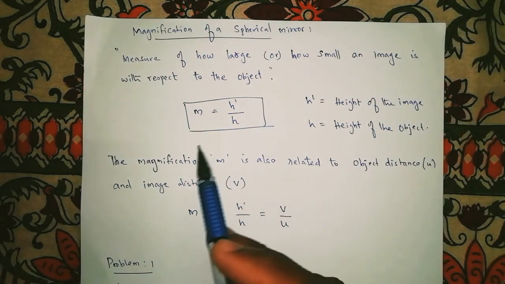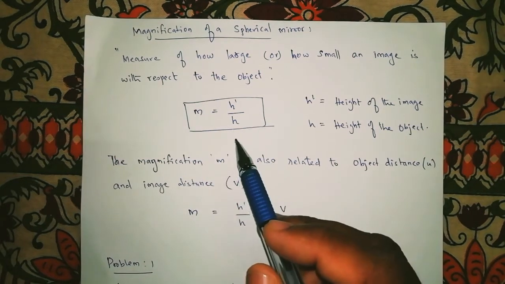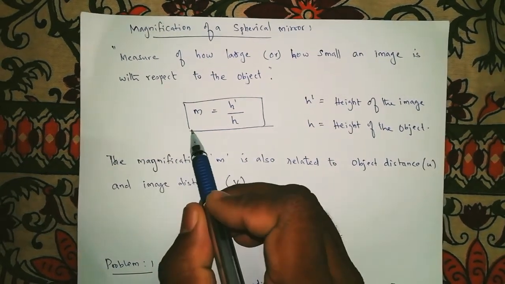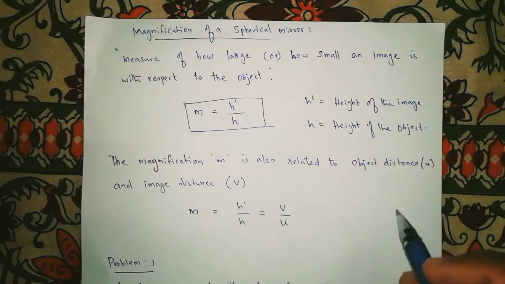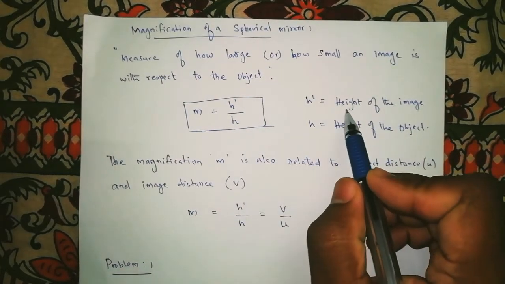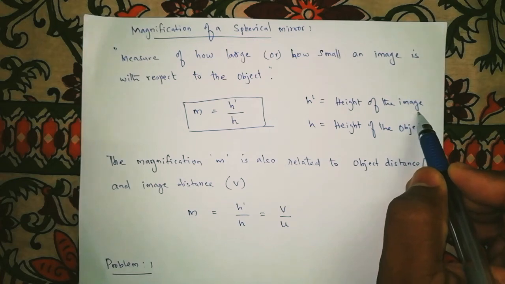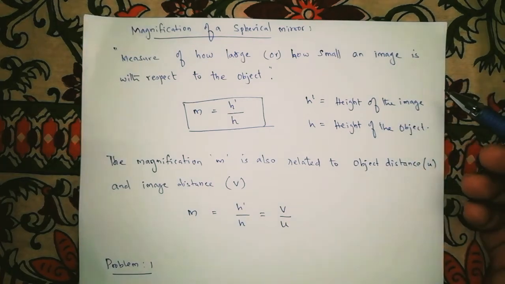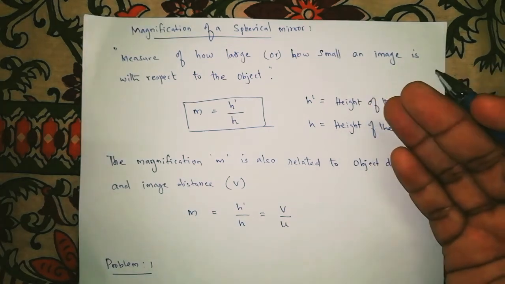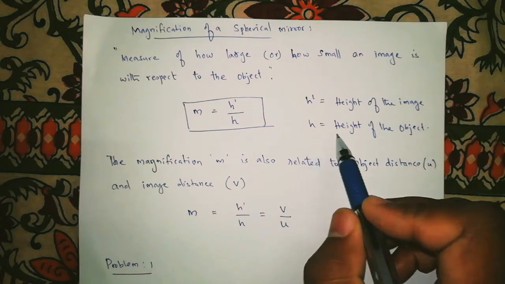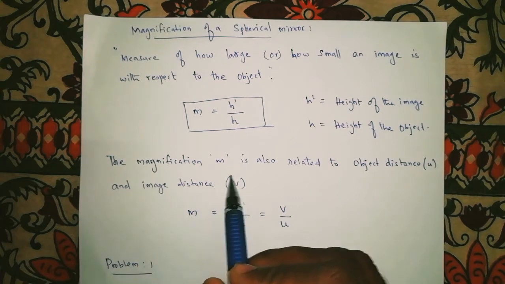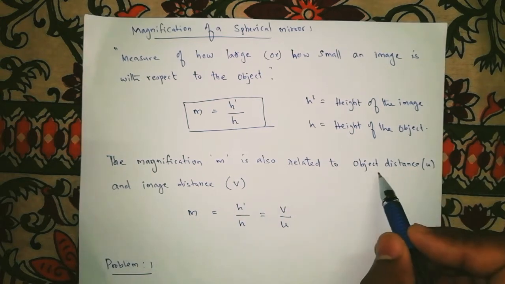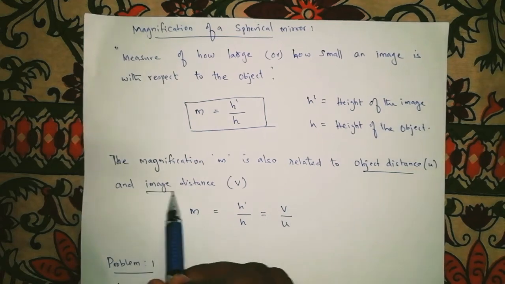To measure it, we have a formula, and that formula is m is equal to h dash by h. What is this? h dash is the height of the image formed after reflection, and h is the height of the object that we are using. The magnification m is also related to the object distance and the image distance.